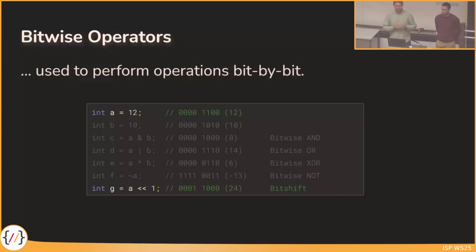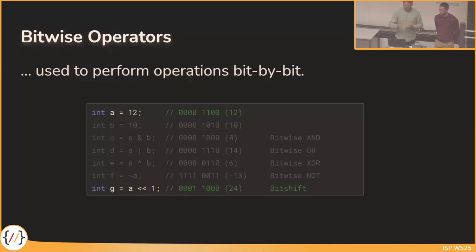So if we shift all the bits to the right, this means we divide the number by 2 to the power of 1 if we have 1 shift to the right, and so on and so forth. If we shift it, for example, by 2, we have 12 divided by 2 to the power of 2, and so on.